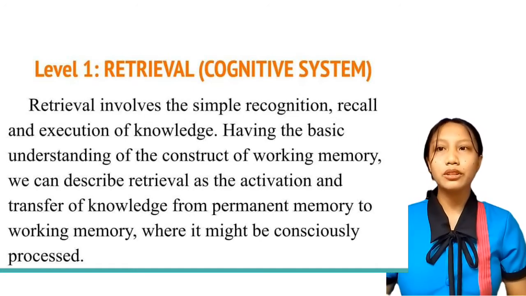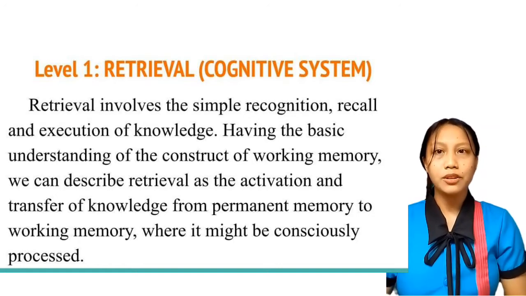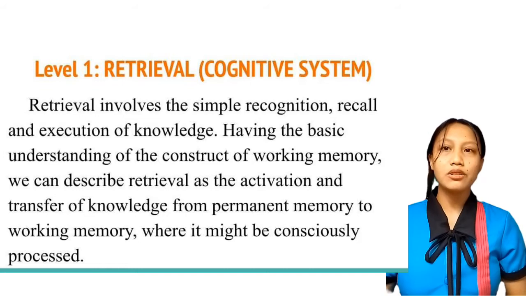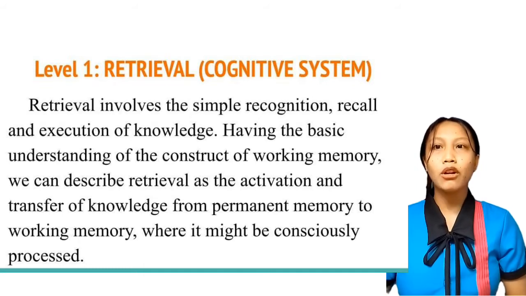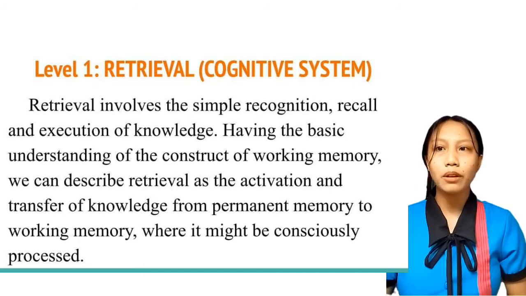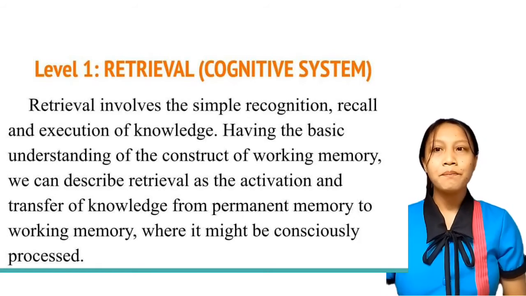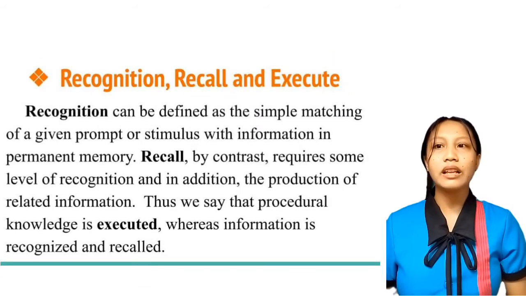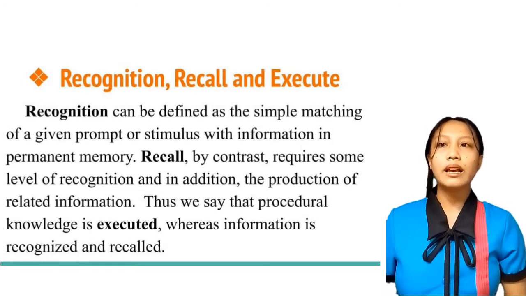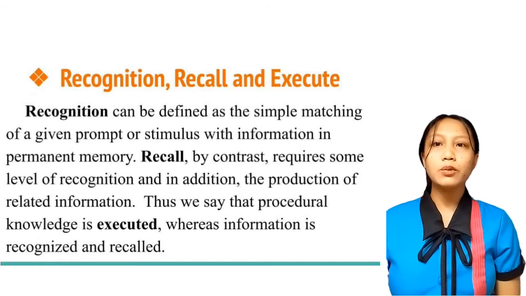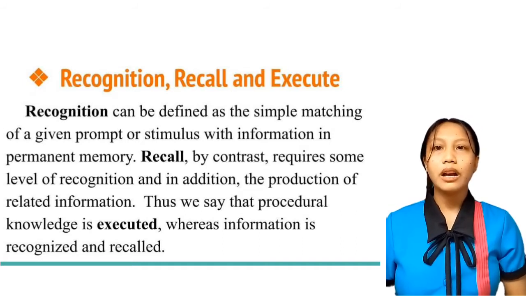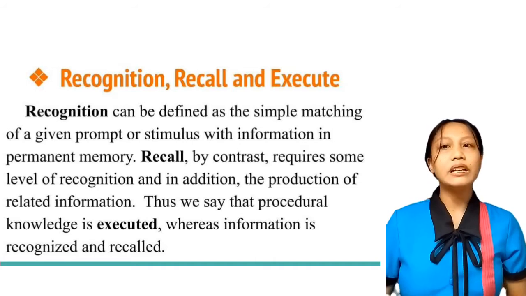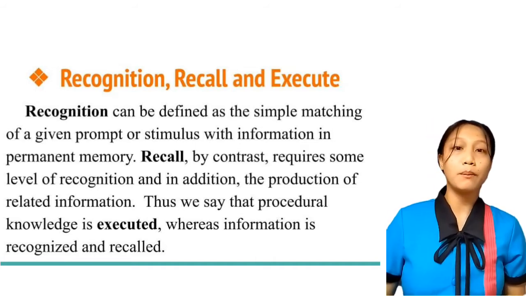Retrieval involves the simple recognition, recall, and execution of knowledge, having the basic understanding of the construct of working memory. We can describe retrieval as the activation and the transfer of knowledge from permanent memory to working memory, where it might be consciously processed. According to the new taxonomy, retrieval can have three skills: recognizing, where we select from a list or determine whether the provided information is accurate; recalling, where we can name, list, or answer the who, what, where, and when; and executing, which is to use, demonstrate, and perform procedures.